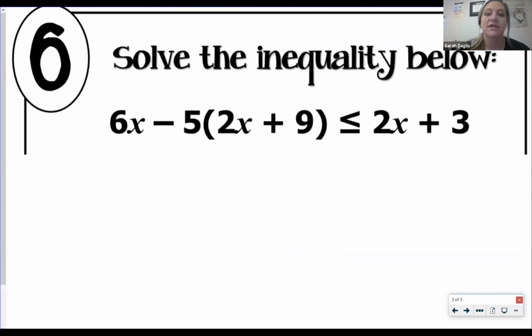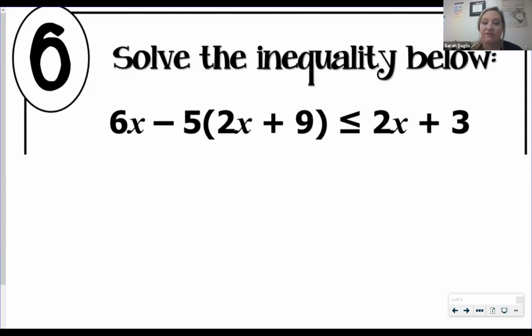All right, number 6. This one looks fun. Solve the inequality. We have 6x minus 5 times 2x plus 9 is less than or equal to 2x plus 3. Lots going on here, but we're still going to solve it the way we did last time, following PEMDAS and order of operations, and keeping in mind if we ever have to multiply or divide both sides by a negative number, we have to flip our sign.